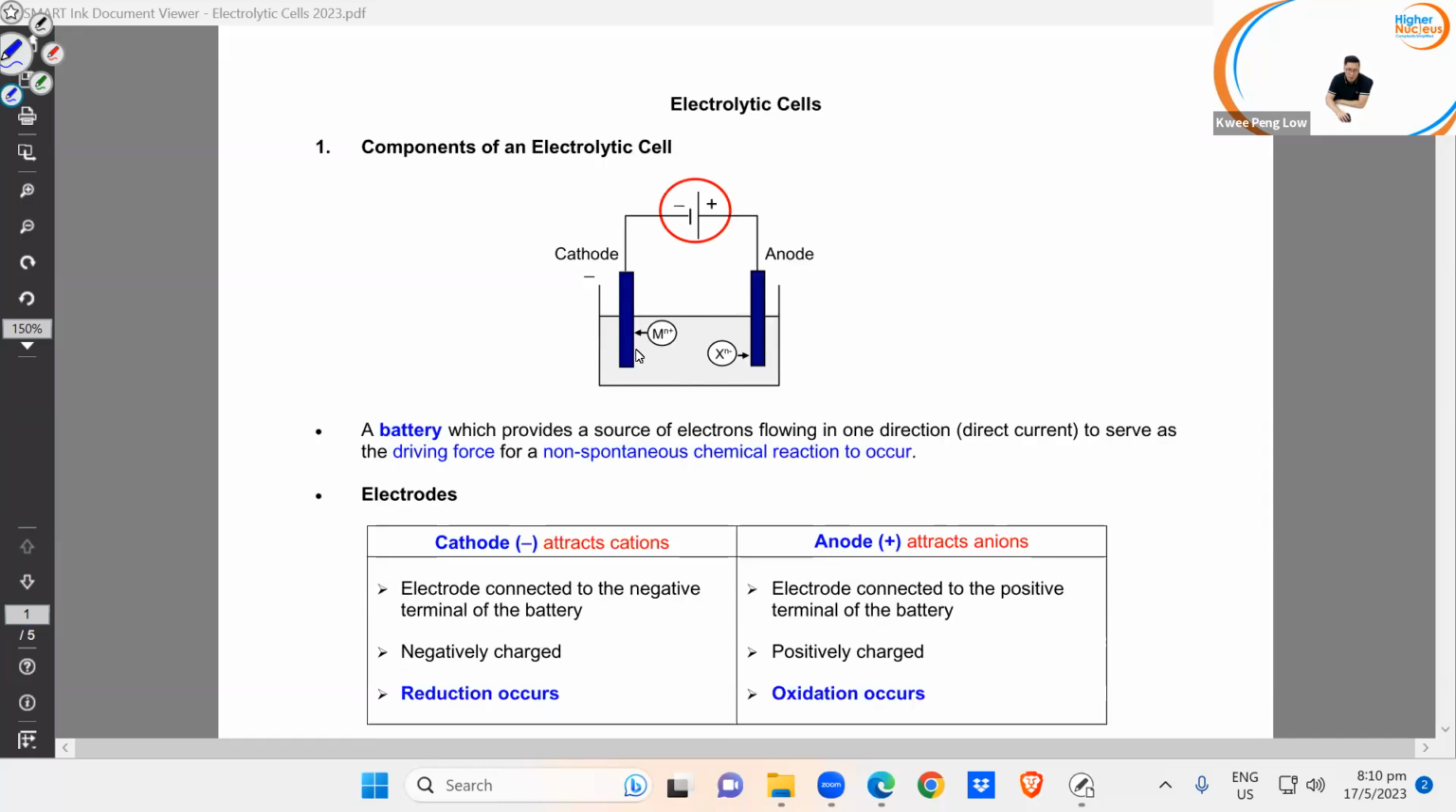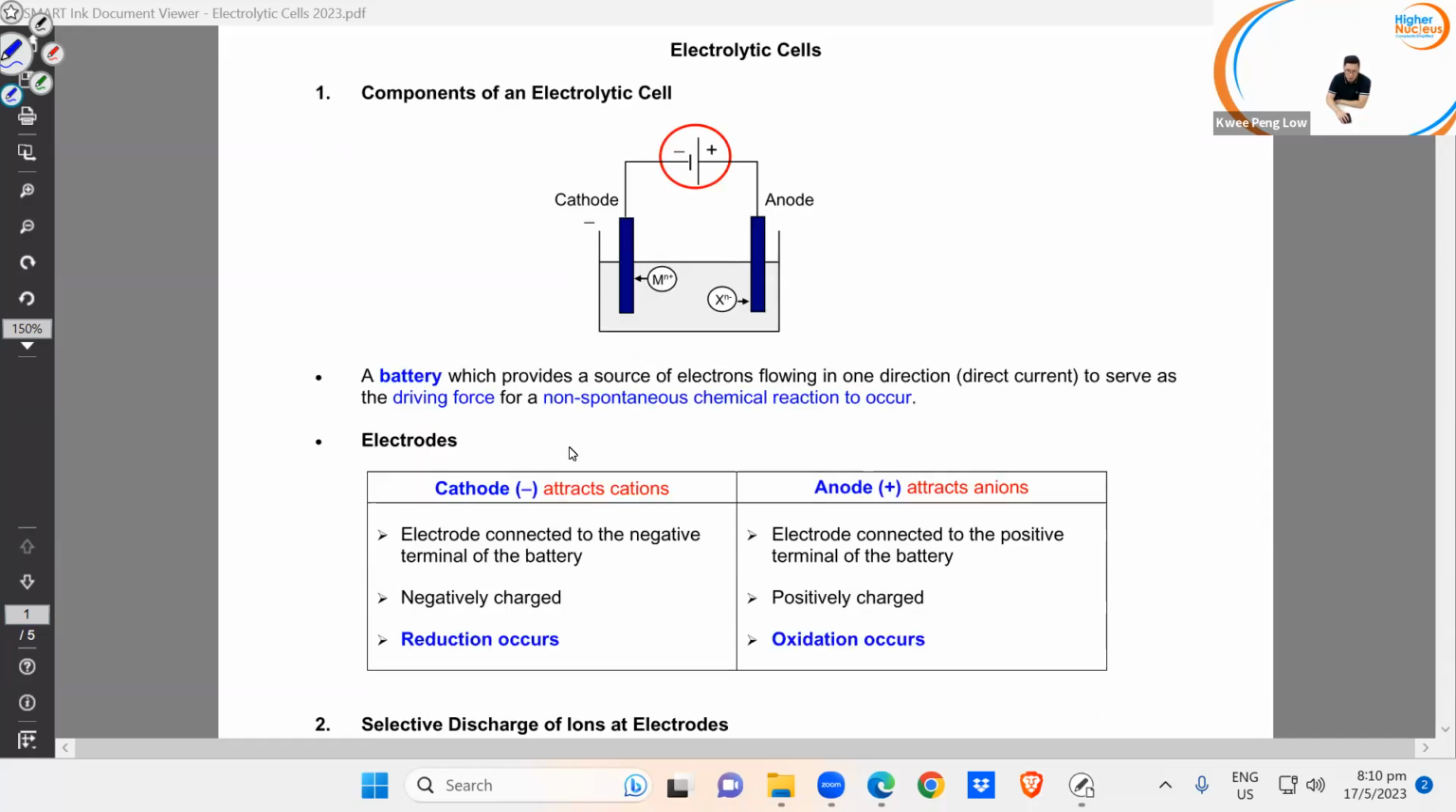Now, in an electrolytic cell, cathode attracts cation. Cation is plus, cathode is minus. Cathode is where reduction occurs. Anode attracts anion. Anion is minus, anode is plus. Anode is where oxidation occurs. So this is a quick overview of what an electrolytic cell is all about.